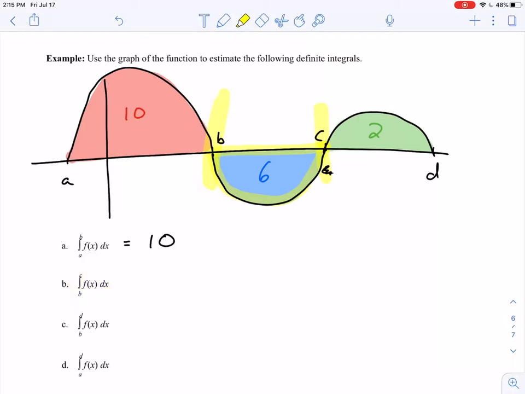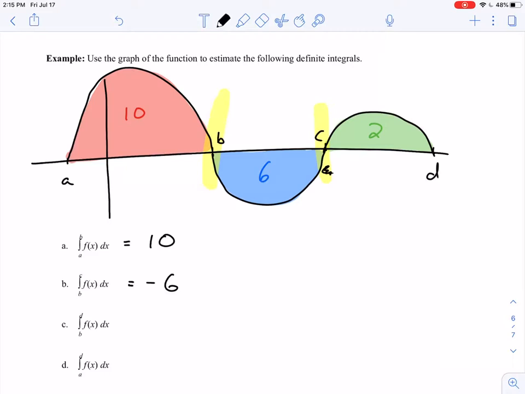So the net area of my function between b and c in this case would be a negative 6. That would be a negative 6 because this blue shaded region all falls below the x-axis. So that entire blue shaded region falls below the x-axis, so we're counting this area of 6 as a negative 6 when we talk about the net area here.